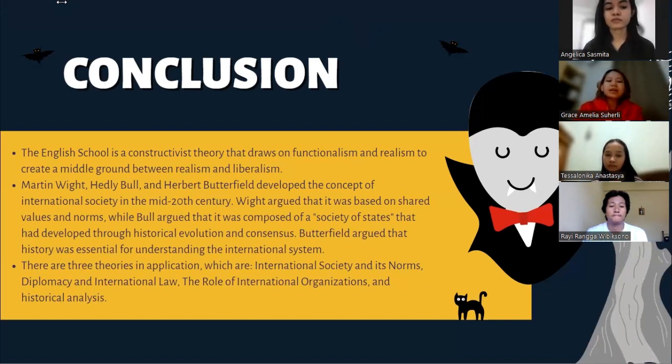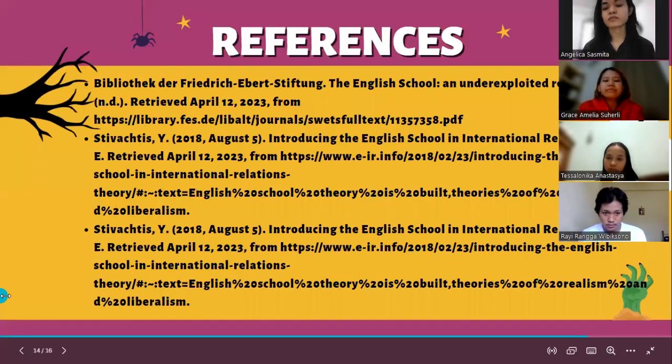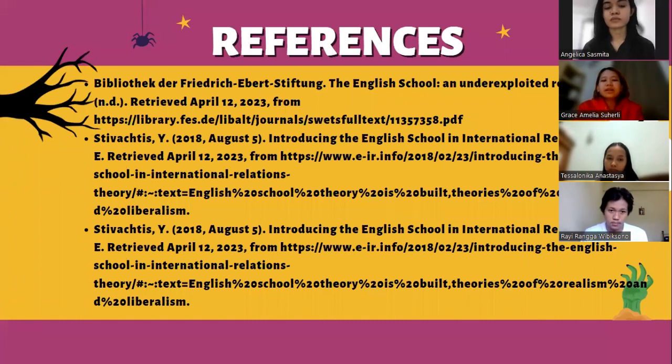The last one are the three theories and applications, which are international society and its norms, diplomacy and international law, the role of international organizations, and historical analysis, as already explained by Angel. Next, please. So these are all the references that we already gathered for the source of our topic.